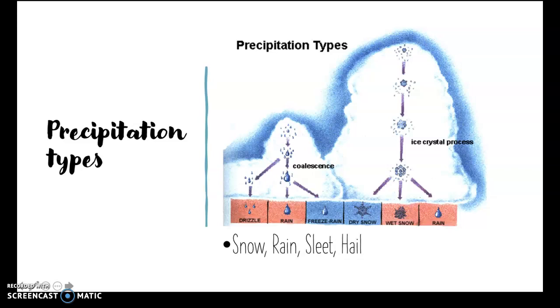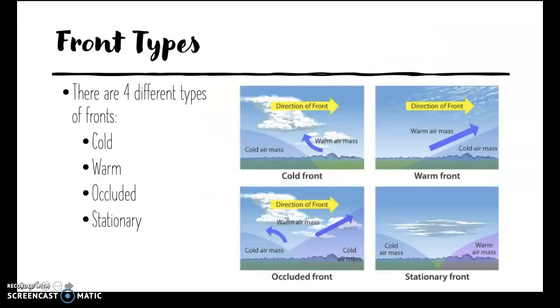Sleet is a type of rain that is created in the collision, but sleet freezes in the air before it hits the ground. Hail is created when there are water droplets in clouds that are high enough in the air where the temperatures are below freezing. And then those freezing droplets collide into each other until they're big enough to form hail, and then they fall.